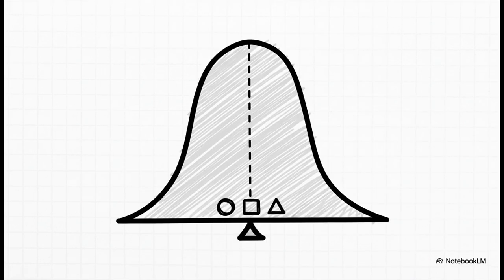First, we have the classic symmetric distribution. You've probably heard it called a bell curve. Here, the data is spread out perfectly evenly around a central point. And in this perfect world, the mean, median, and mode are all pretty much the same. It's a nice balanced picture.